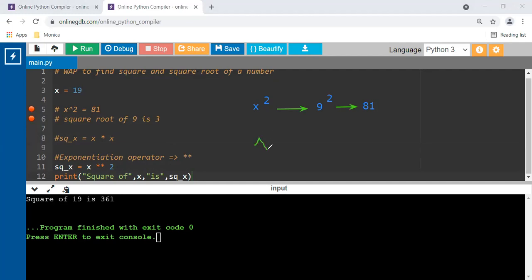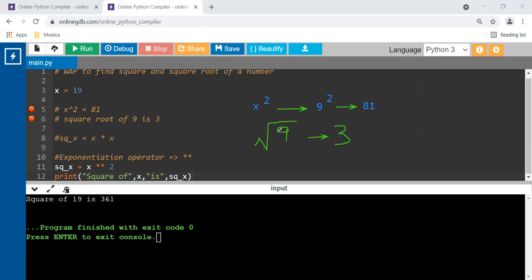Now, whenever we talk about square root, the very first thing which comes into our mind is the square root symbol. So square root of 9, we know, is 3. Now, if you think about this square root symbol, there is no such equivalent operator or any symbol in Python using which I can write square root. But there's an alternative to be used, and that alternative is nothing but exponentiation operator.